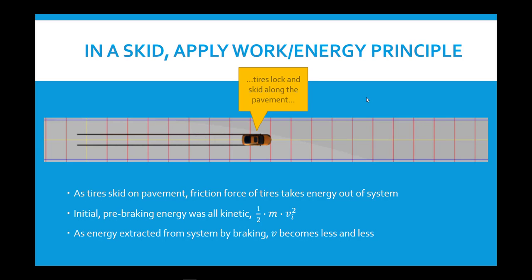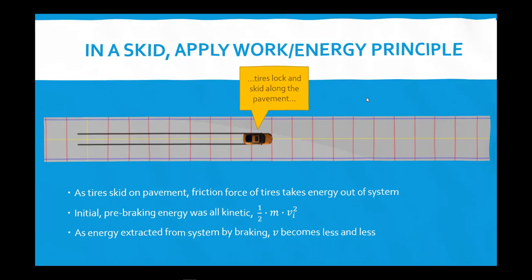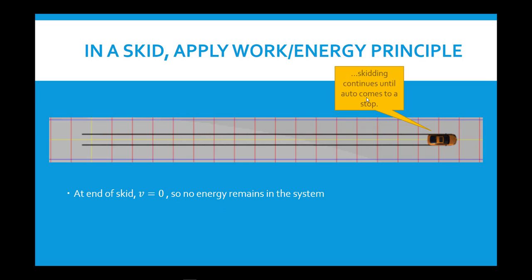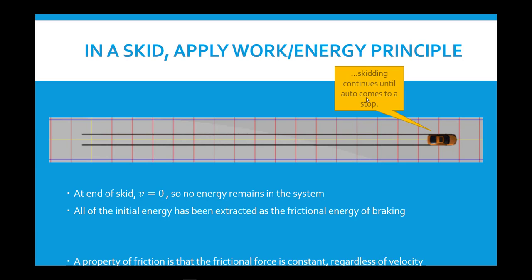Tires lock and skid along the pavement, and the skidding continues until the automobile comes to a complete stop. At the end of the skid, the velocity is 0, so there's no longer any kinetic energy in the system, or any energy in the system. And all the initial energy has been extracted by the action of the frictional force of braking.